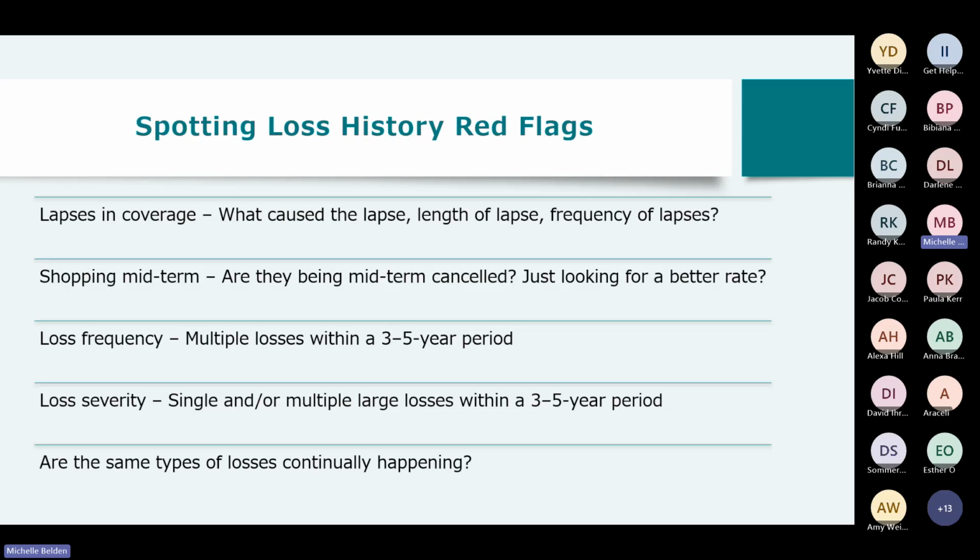Loss severity: have they had a single really, really large loss, or have they had multiple losses that add up? Again, all this stuff we'll go through an example with, so if you have any questions once we get through those, let me know. And then, are the same types of loss continually happening? That's something carriers are going to be like, well, why do I want to be on this risk if they keep having water losses, or if somebody keeps having trip and fall related claims? What is causing that to continually happen, and why isn't the insured doing anything to try to prevent that? This is all information where the carriers would be like, why would I want to be on this risk if those things are in effect?